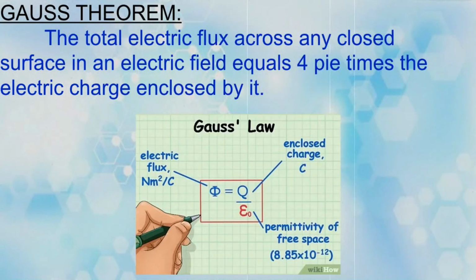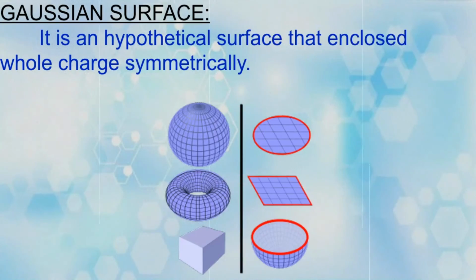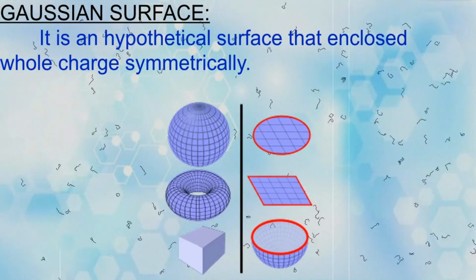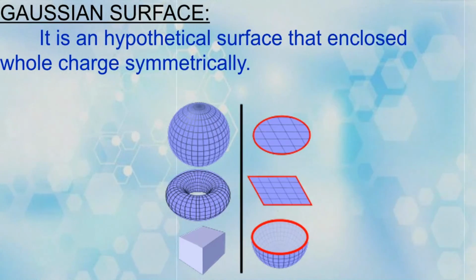Gauss theorem. The total electric flux across any closed surface in an electric field equals 4 pi times the electric charge enclosed by it. Gaussian surface. It is a hypothetical surface that encloses the whole charge symmetrically.